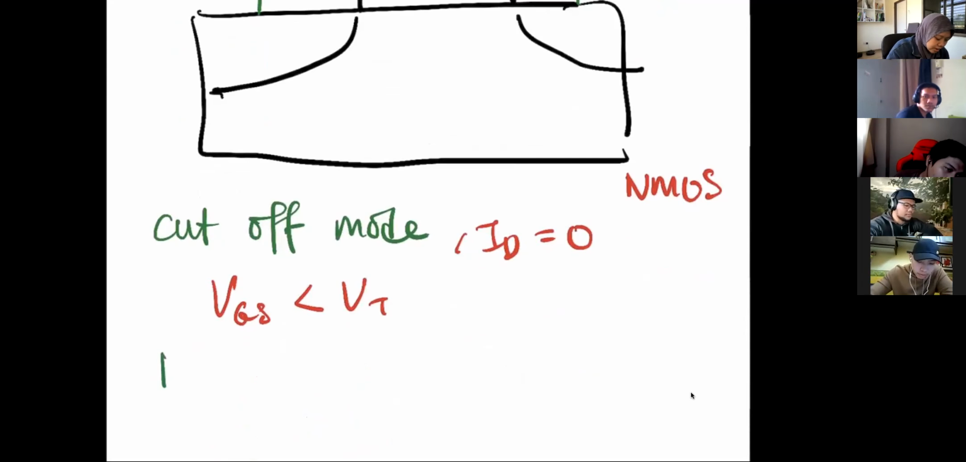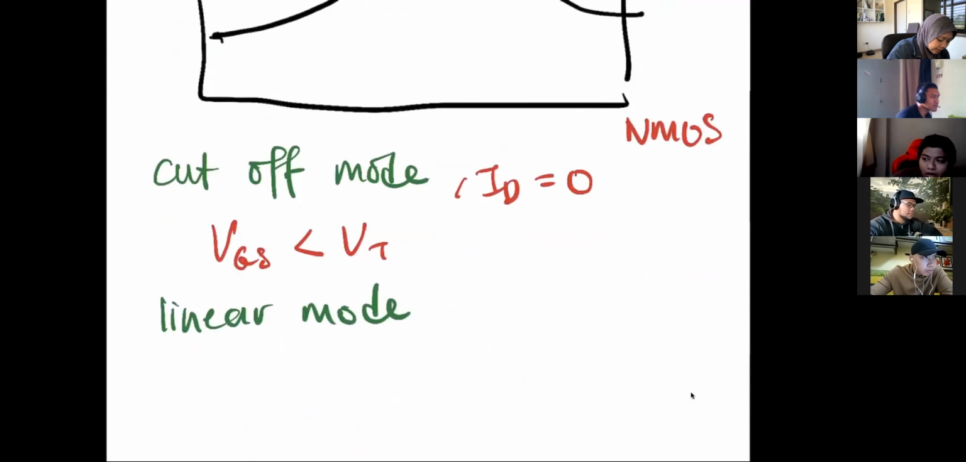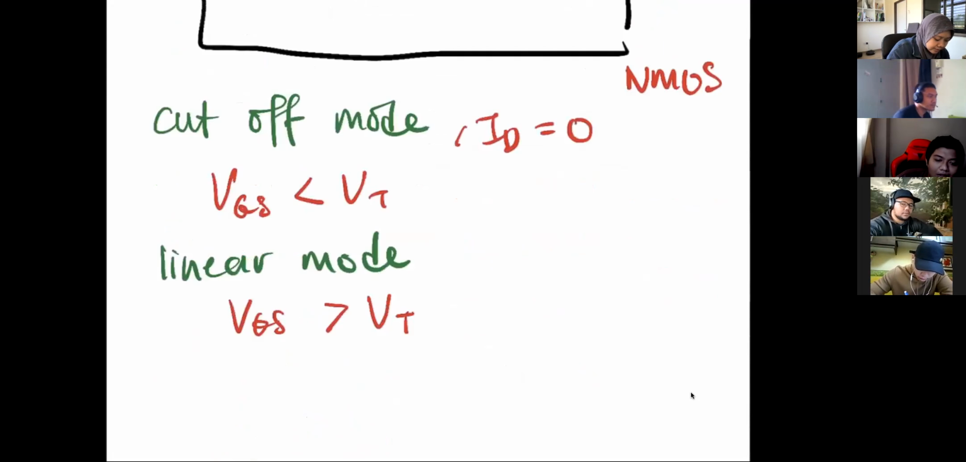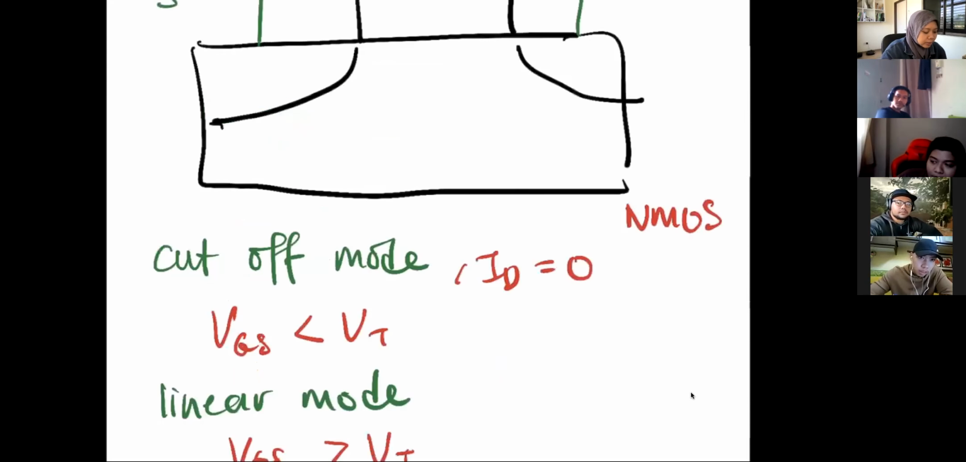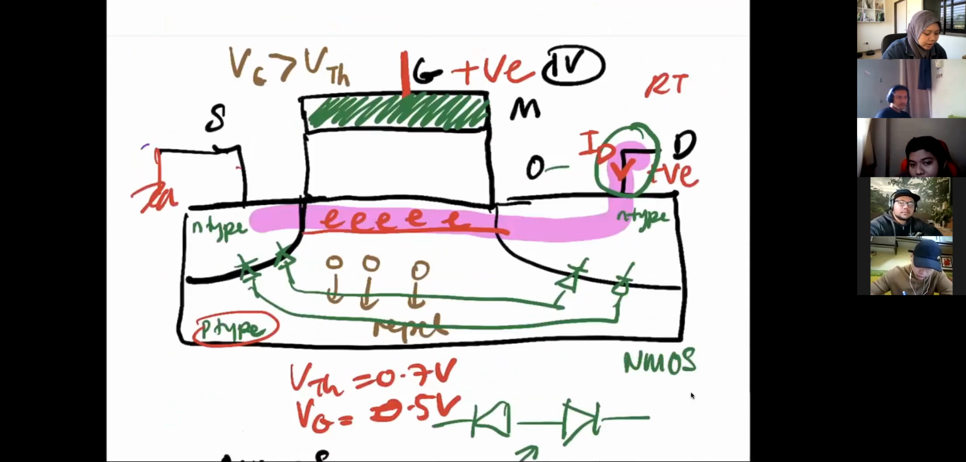Linear mode. Okay, linear mode. What is the condition? The condition is VGS must be larger than the threshold voltage, but VDS is smaller than or equal to VGS minus VT. So this is the second, linear mode. What does linear mode mean? The one that we talked about just now, where the channel is linear.